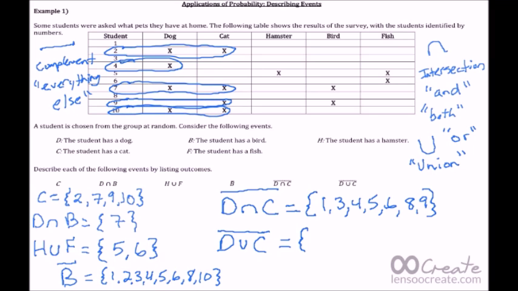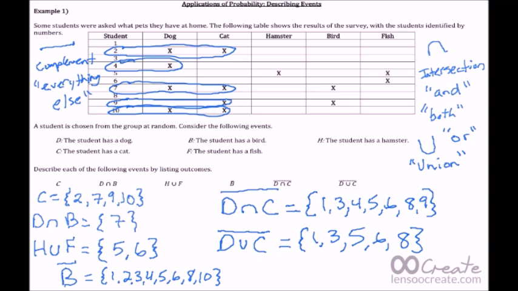Alright, so we're going to put in here all the ones I didn't circle. So we have 1, 3, 5, 6, and 8. Student 1, 3, 5, 6, and 8 all do not have a dog or a cat. They have some other animals or no animals. And that's how you list the outcomes of these events.